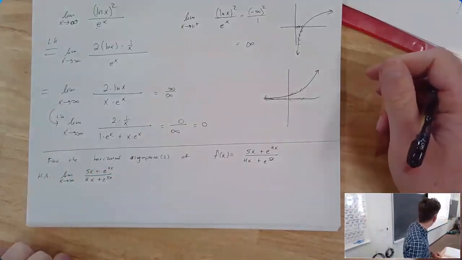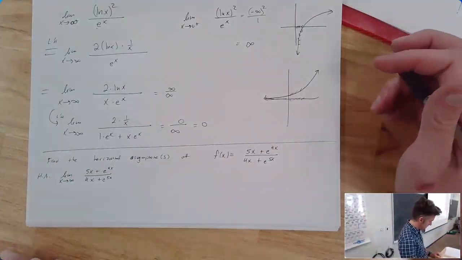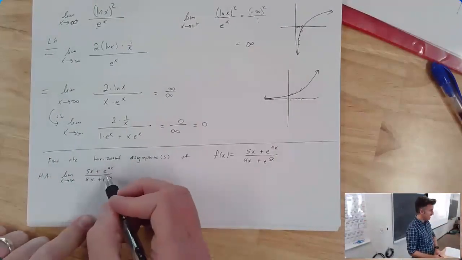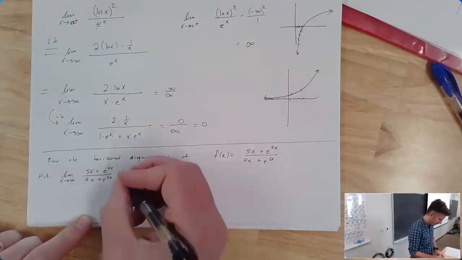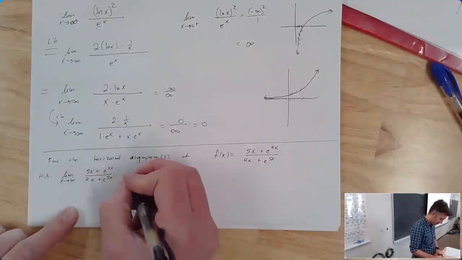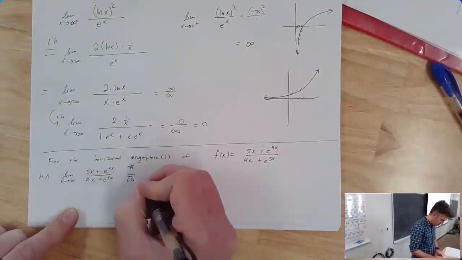And then I'm going to ask myself, okay, well, it looks like an infinity over infinity. The top certainly, right? 5 times infinity plus e to the infinity is definitely infinity. 4 times infinity plus e to the infinity is definitely infinity. So this is definitely an infinity over infinity. I'm going to use L'Hopital's rule.